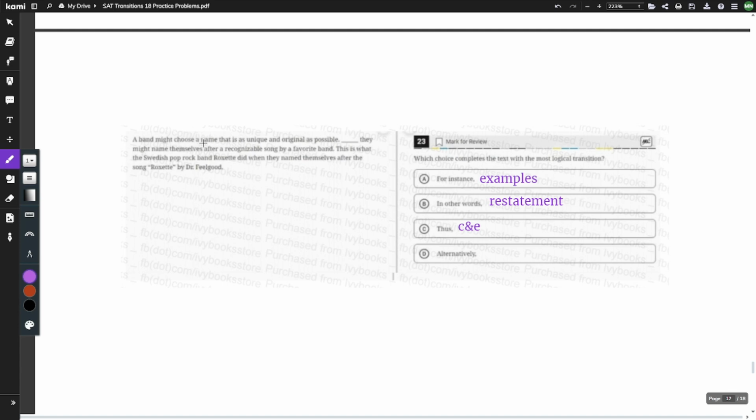A band might choose a name that is as unique and original as possible. They might name themselves after a recognizable song by a favorite band. This is what the Swedish pop rock band Roxette did when they named themselves after the song Roxette by Dr. Feelgood. So here it talks about two ways a band can name themselves: as unique and original as possible, or after a recognizable song. Since we have two options, we have another option for the first one, like an alternative.